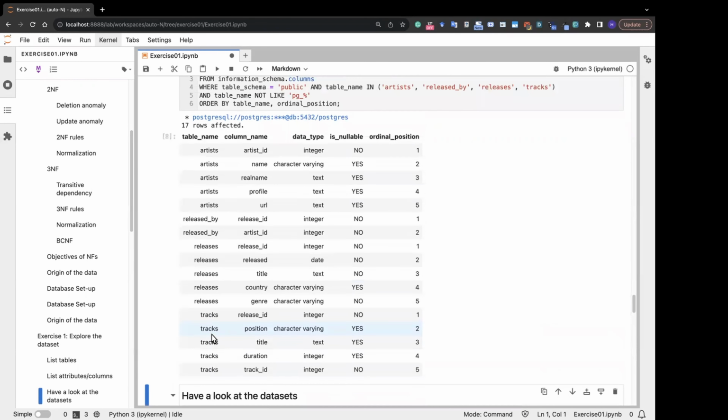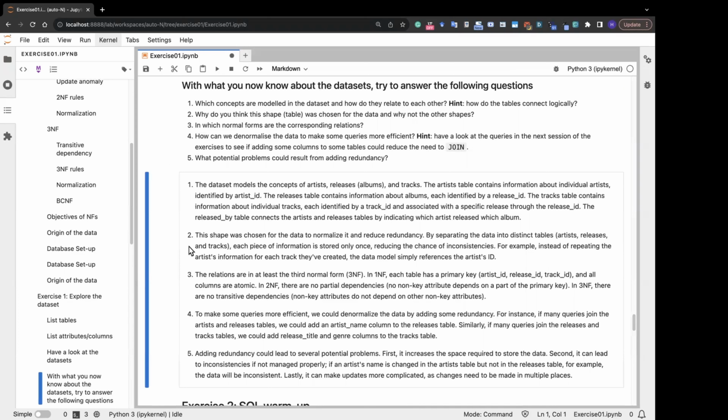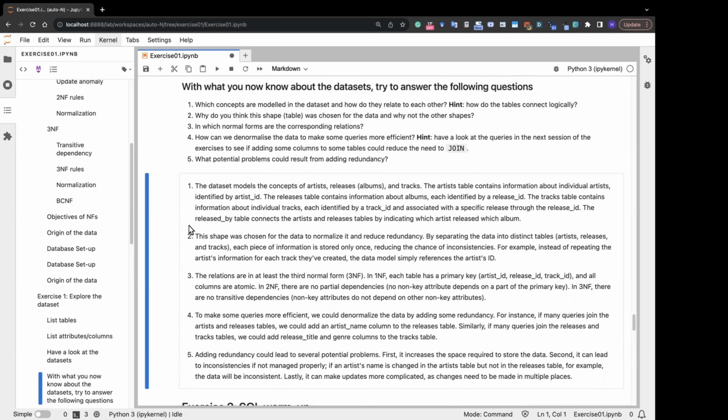So I've written down the solution. Basically, the dataset consists of, as you can see, the artists, releases and tracks. The artist table also contains information about the individual artist, and it's identified by the primary key. I won't read all of that. The shape of the tables is chosen in a way that is mostly efficient to query. And we'll also find that we don't have transitive dependencies in this case, as I introduced in the previous example.